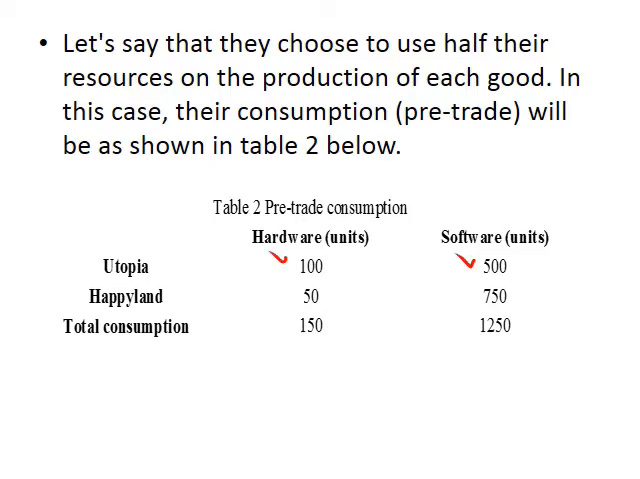Just like Happy Land, their production possibility frontier was 100 units of hardware or 1,500 units of software. If we're going to dedicate half our resources to each, that will leave us with 50 of hardware and 750 of software. So this is no longer a production possibility frontier in terms of or. This is now what they can produce and consume in each country. So if we look at the total of this, we see that total consumption is 150 of hardware and 1,250 of software.